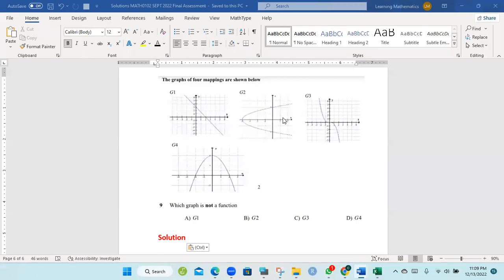This question says the graphs of 4 mappings are shown below. So we have G1, G2, G3, and G4. Now question 9 says which graph is not a function?